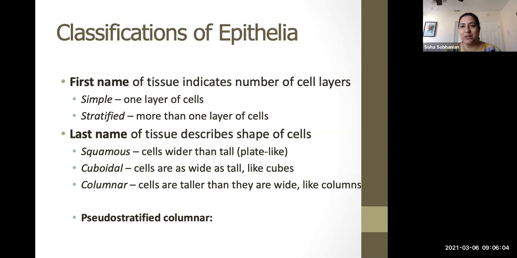Anybody? What does pseudo mean? Fake, correct. Thank you. So pseudo-stratified columnar simply means that it appears that you have multiple layers of long cells stacked on top of each other, but in reality, that's not the case. It's only a single layer of columnar cells.